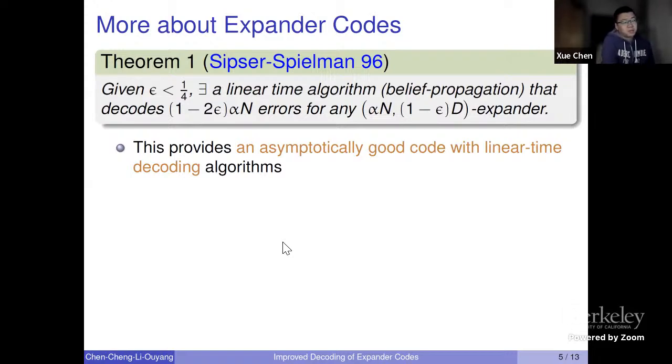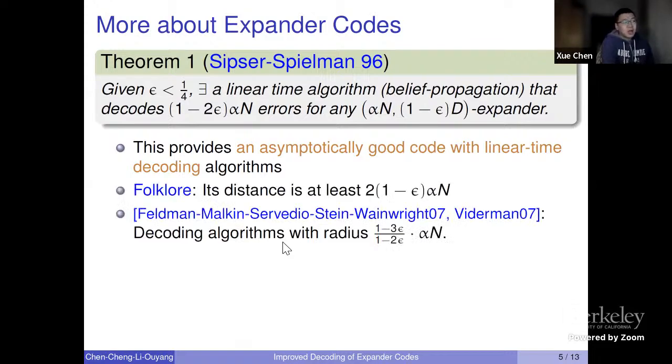In fact, at least to the best of my knowledge, all asymptotically good codes with linear time decoding algorithms are based on variants of expander codes. A few more remarks: it is folklore that the distance is at least 2(1 - epsilon) alpha n. So you can see a gap between the decoding radius of the algorithm by Sipser and Spielman and this distance, which is like epsilon times alpha n.